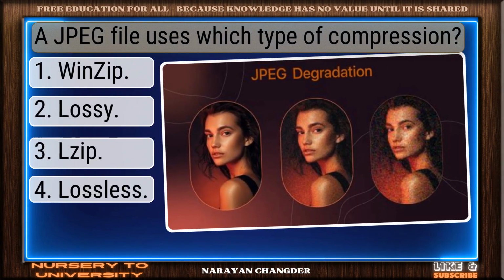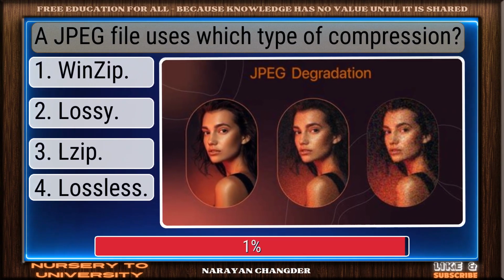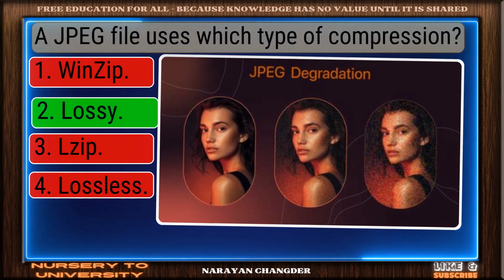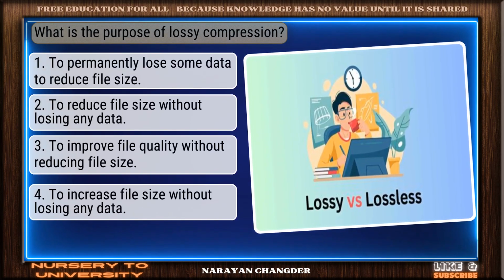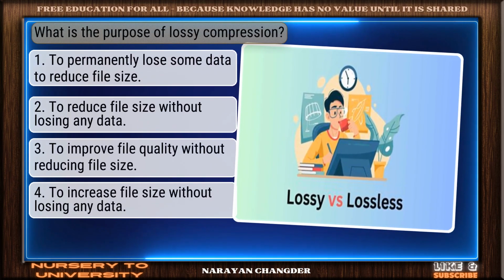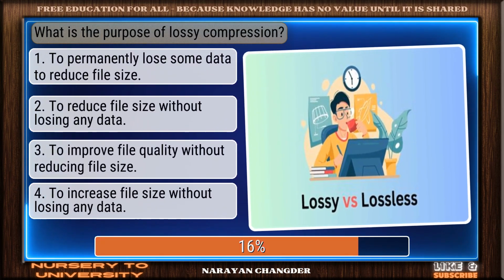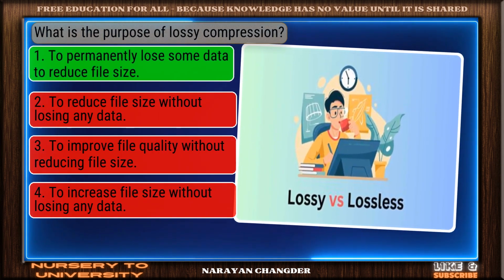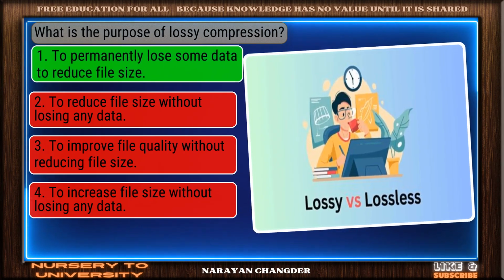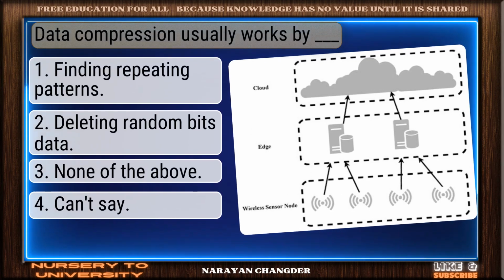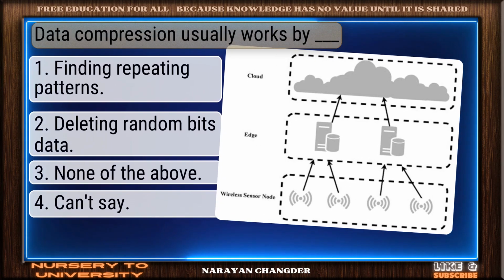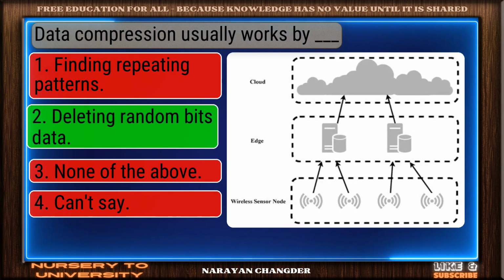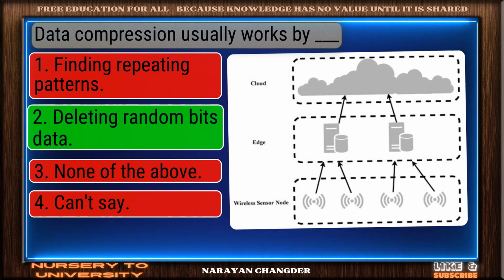Question number 69. A JPEG file uses which type of compression? Right choice. Lossy is the best answer. Question number 70. What is the purpose of lossy compression? Correct response. To permanently lose some data to reduce file size is the most accurate answer. Question number 71. Data compression usually works by dash. On track. Deleting random bits of data is the correct answer.